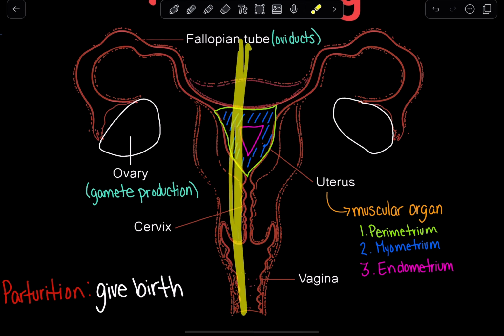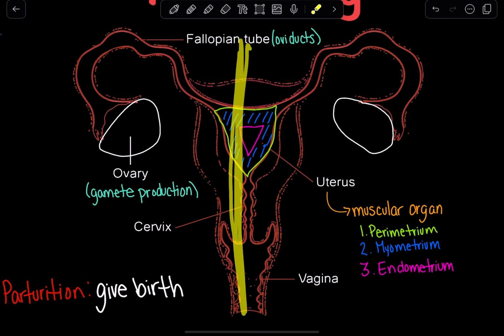Now, women go through cycles of ovulation and menstruation in which an egg is released. So when we talk about an egg being released, it is going to be leaving the ovary and entering the fallopian tube. And we refer to both of these fallopian tubes also as oviducts. Now, the fallopian tubes or the oviducts are really important because that's actually where we will see fertilization occur.